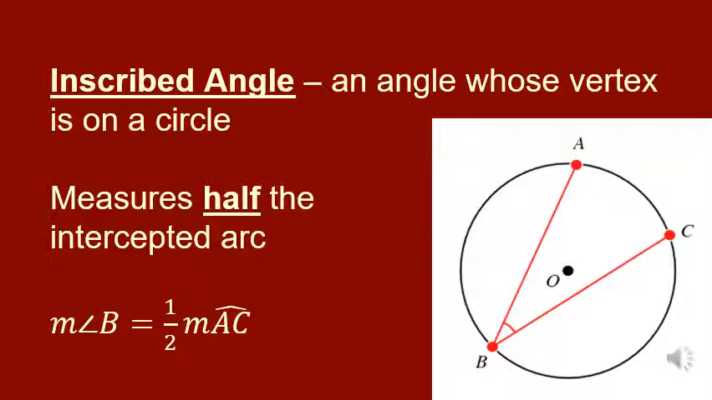And it turns out that an inscribed angle always measures exactly half of its intercepted arc. I put here that the measure of angle B has to be half the measure of arc AC. So like if I knew that AC was 50 degrees, then angle B would end up being 25.